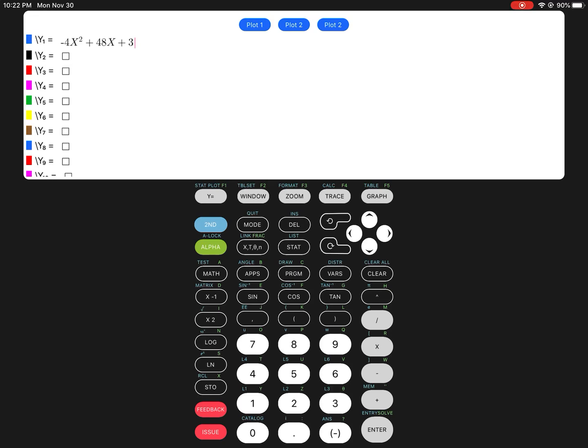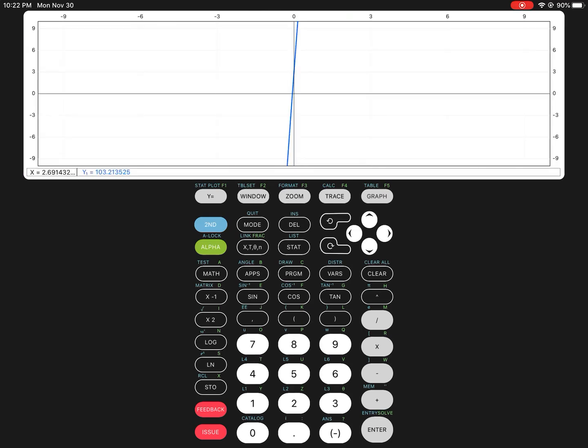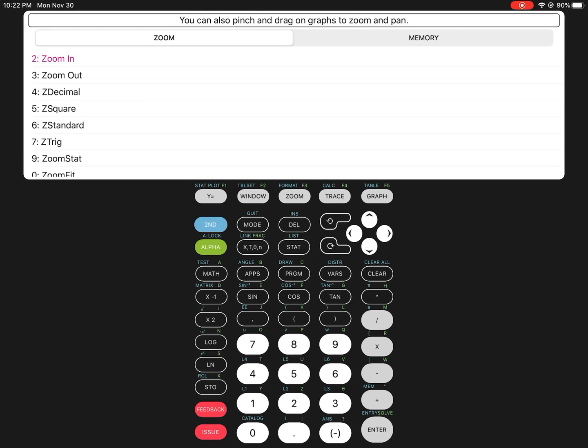But we've got our y equals negative 4x squared plus 48x plus 3. And as soon as I push graph, I see what looks almost like a linear function, even though I know that it should be a quadratic function in the shape of a parabola. So what I want to do is have my calculator help me. So I'm going to go to zoom fit.